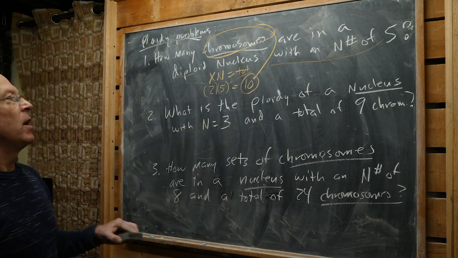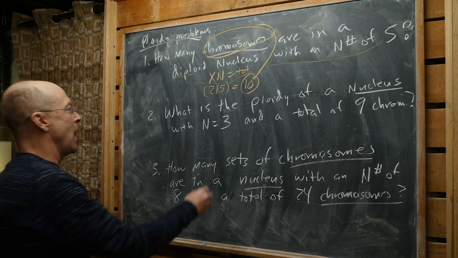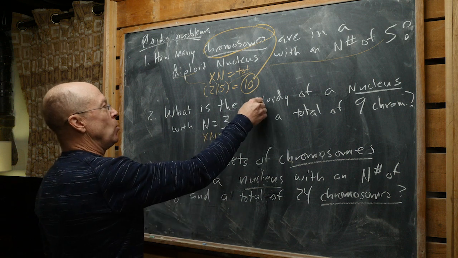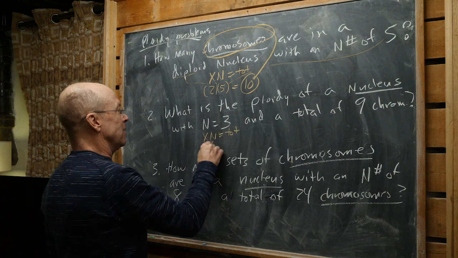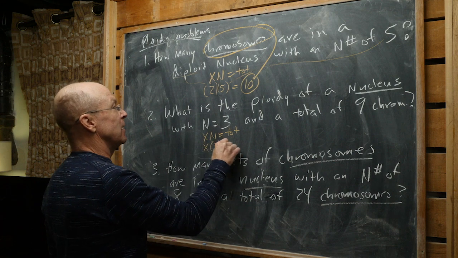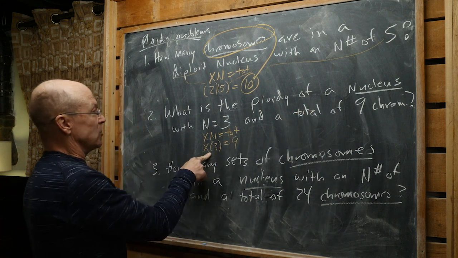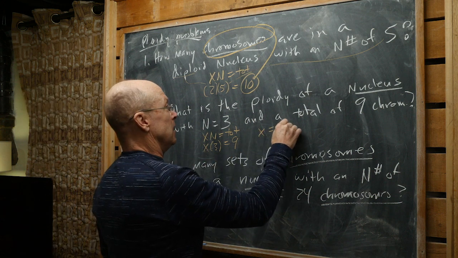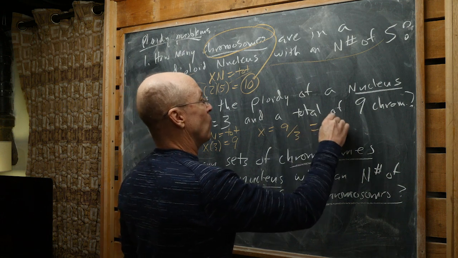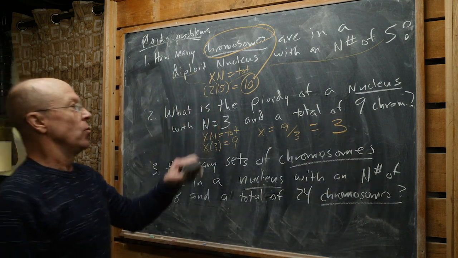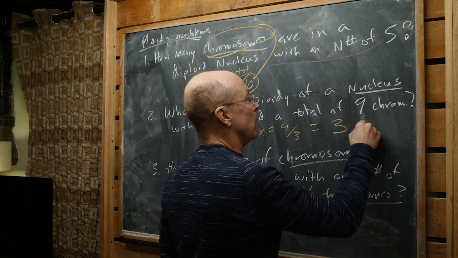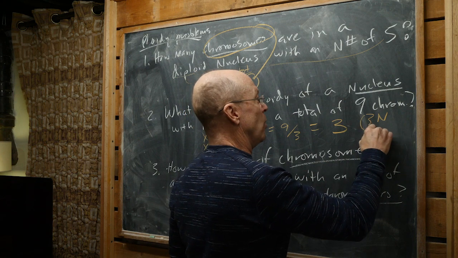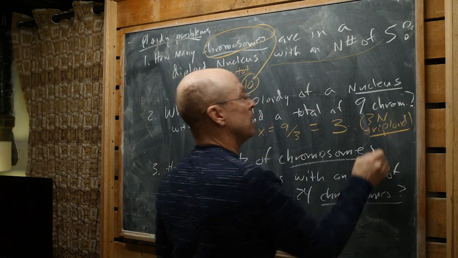What is the ploidy of a nucleus with n equals 3 and a total of 9? So xn equals total. And in this particular case, we want to know the ploidy. We have the n, it equals 3. This remains x. And then total equals 9. So here we actually have to do some basic math. So solving for x, it's 9 divided by 3, therefore x equals 3. So this would therefore be 3n is a numerical representation, triploid is the word for that one.